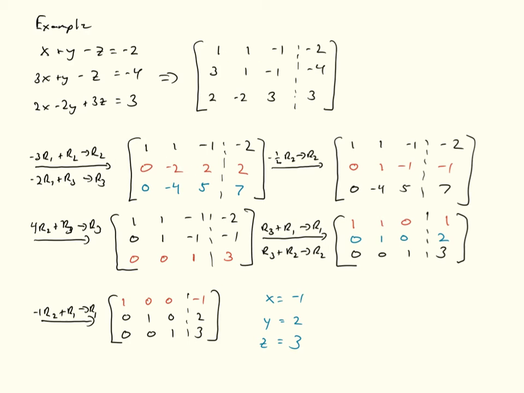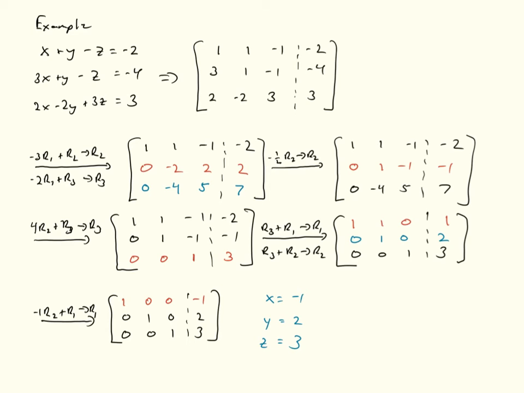So we do the first operation, which is what you see in red. Negative 3 times 1, added to 3, gives me the 0. Negative 3 times 1 added to 1 gives me negative 2. Negative 3 times negative 1 is 3, added to negative 1 gives me a positive 2. And negative 3 times negative 2 is 6, added to negative 4, I get 2. So that's our new second row, and the first row stays the same.